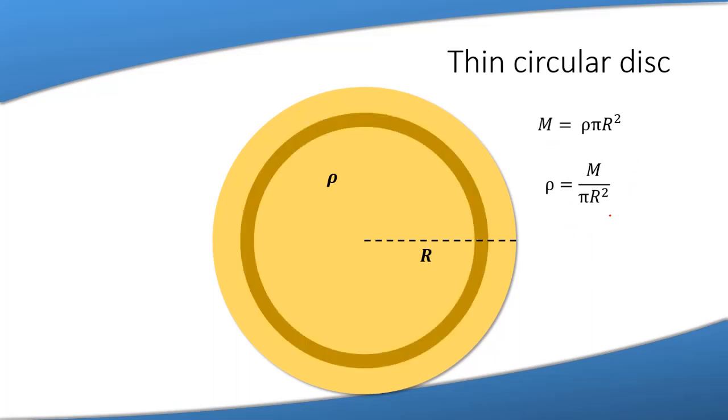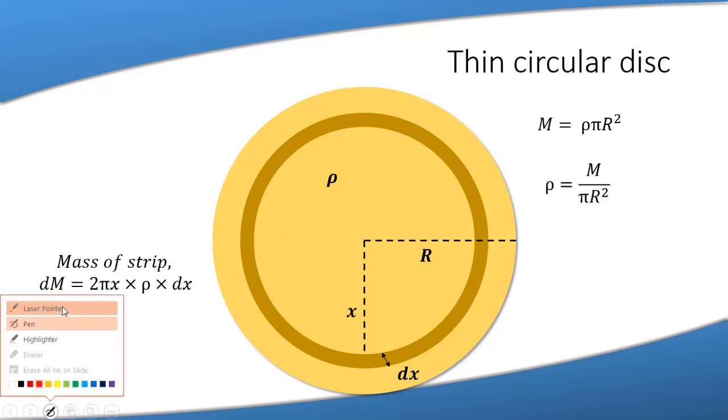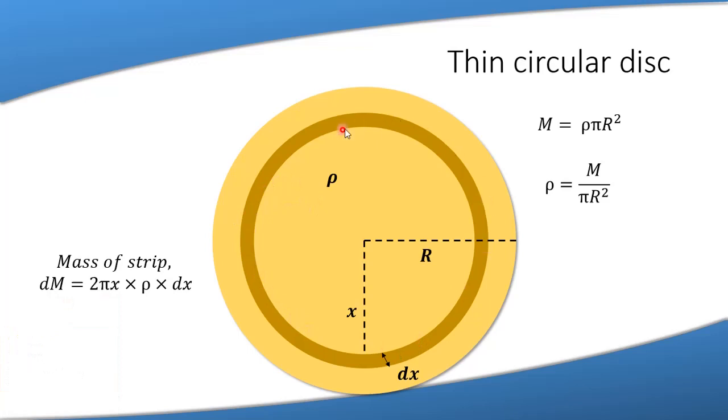Now, let us consider a small strip here, which is marked here. This is at a distance x, and this has a thickness dx. Now, the mass of this small strip will be the area of this small strip into the mass density. We already have an equation for mass density. So, what is the area of this small strip? What will be its area?